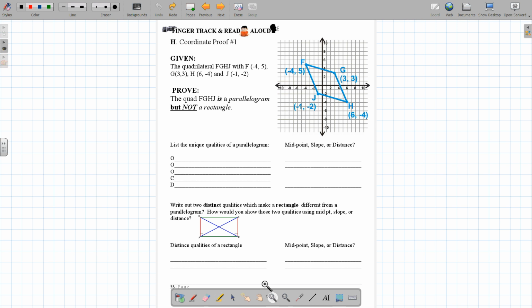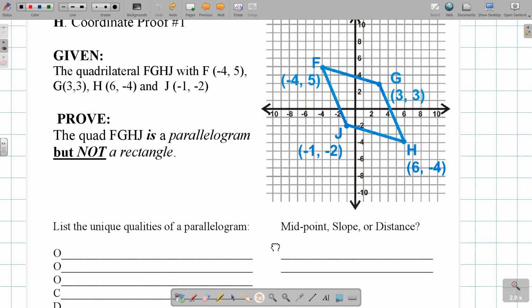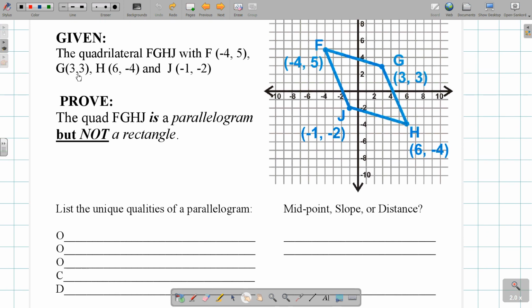Problem H. These coordinate proofs, it's really important that you take the time to actually read through them. Given, we have a quadrilateral FGHI, with F (-5, 3), G (?), H (6, -4), and I (-5, -3). We're going to prove, this is called a double proof. We're going to prove positively that it is a parallelogram. That's the positive. And then we have to disprove that it's a rectangle. It is a parallelogram, but not a rectangle.